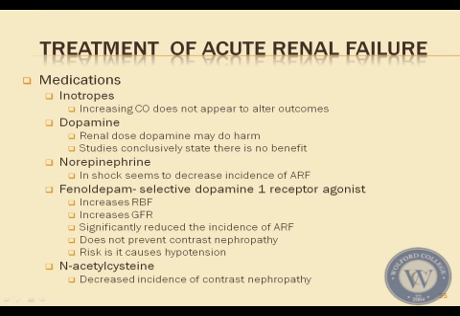Fenoldopam, which is a selective dopamine 1 receptor agonist, has been found to increase your renal blood flow and increase your GFR. It significantly reduces the incidence of acute renal failure, but does not prevent contrast nephropathy, and its risk is that it causes hypotension in a lot of individuals. Fenoldopam is actually one of the newer agents that we have that may make a difference in maintaining kidney function in people. And acetylcysteine has a decreased incidence of contrast nephropathy as well.